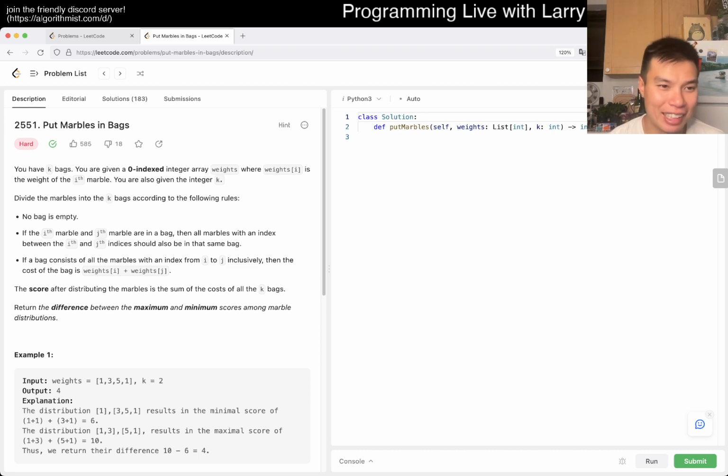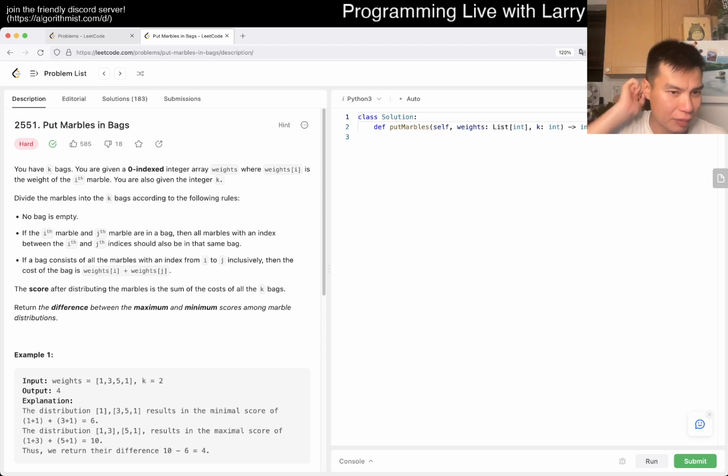I could probably articulate it a little bit differently this time. You have k bags. You're given a 0-indexed integer array weights, where weights[i] is the weight of the ith marble. You're also given the integer k. Divide the marbles into k bags according to the following rules. No bag is empty. If the ith marble and the jth marble are in a bag, then all marbles with an index between i and j are in the bag too. Okay, so that has to be a subarray, a chunk.